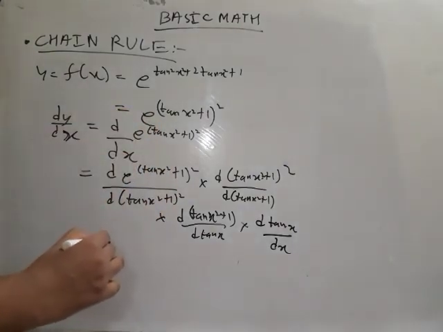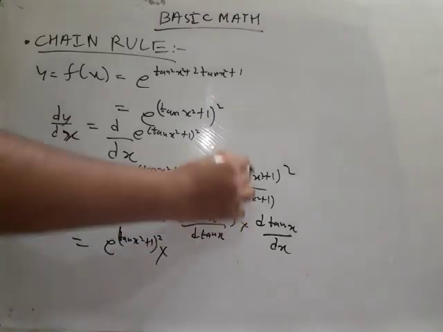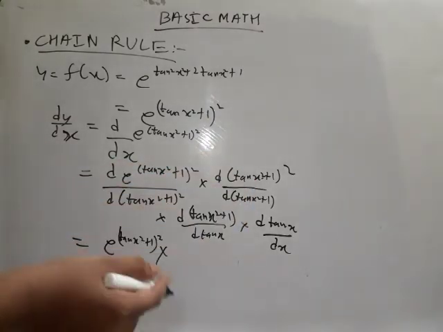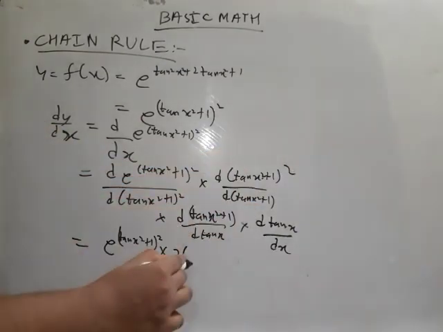This is what? d/dx of e to the power x is e to the power x, that means e to the power (tan x square plus 1) whole square, into d of x to the power n by dx. That is n times x to the power n minus 1, that means 2 into (tan x square plus 1).